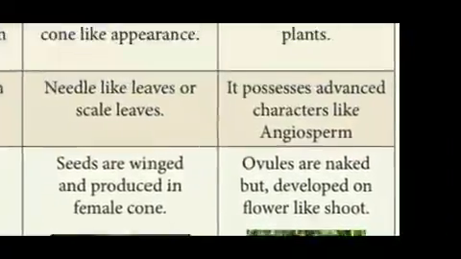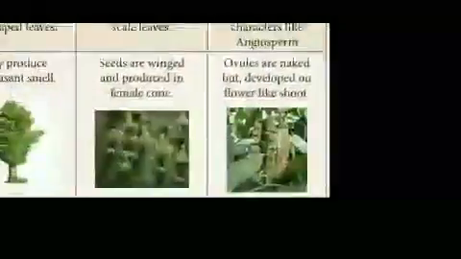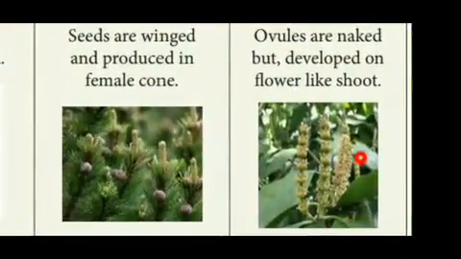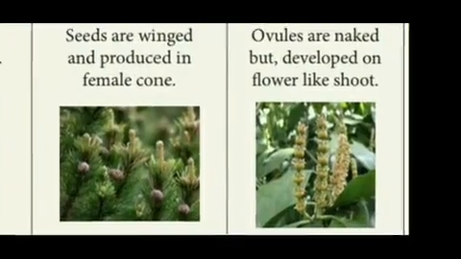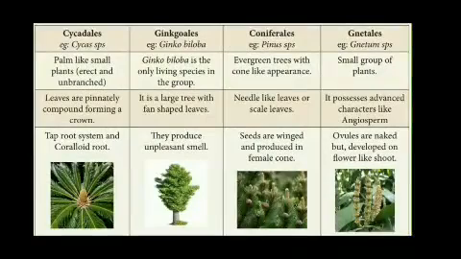The next type is Gnetales. Example, Gnetum species. These are a small group of plants. It possesses advanced characters like angiosperms. Angiosperms means flowering plants. Here the ovules are naked but developed on a flower-like shoot.